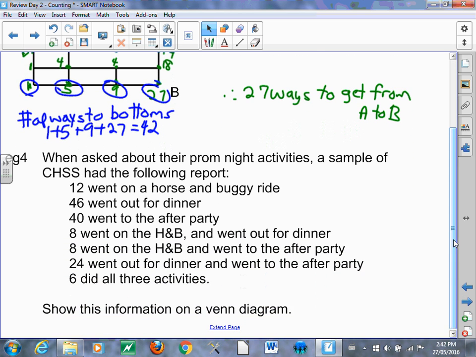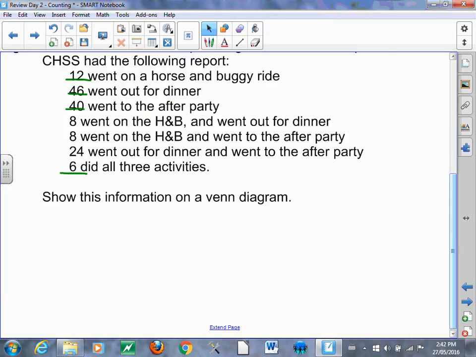When asked about their prom night activities, a sample from CHSS had the following report. 12 went on a horse and buggy ride, 14 went out for dinner, 40 went to the after party. 8 went to horse and buggy and went out for dinner, 8 went horse and buggy and went after the party, and 24 went out for dinner and went to the after party, and 6 did all three. So show this information in a Venn diagram.